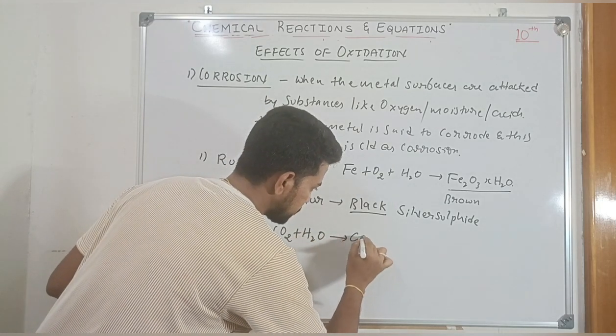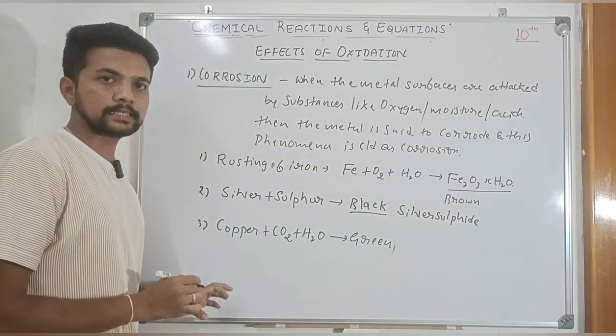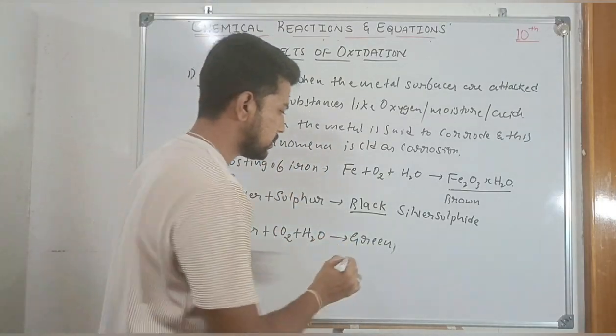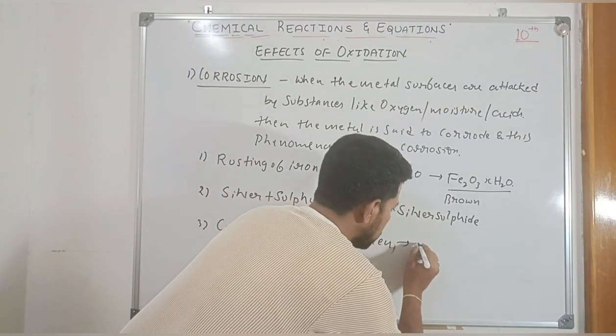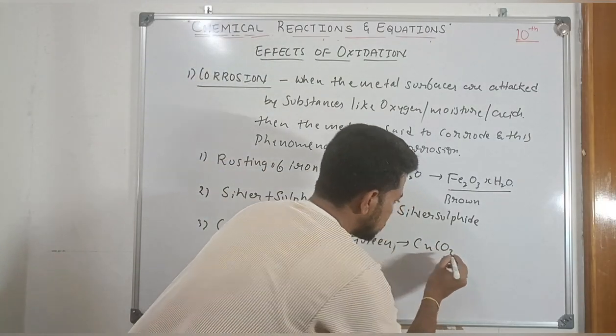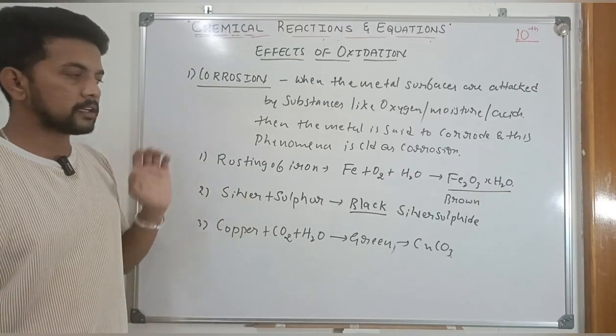The third one is when copper reacts with carbon dioxide and water, there is a formation of a green layer on the substance, that is nothing but copper carbonate, CuCO3, copper carbonate. These are the three examples for corrosion.